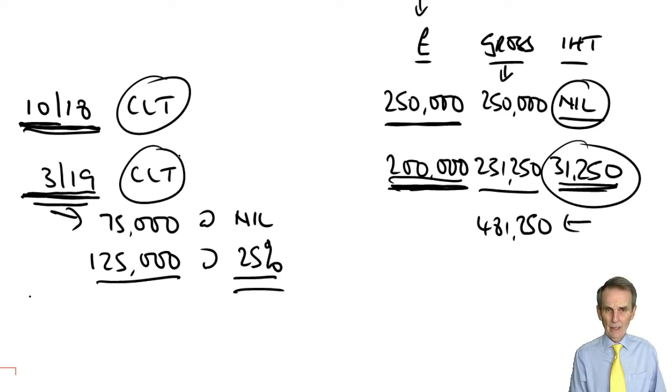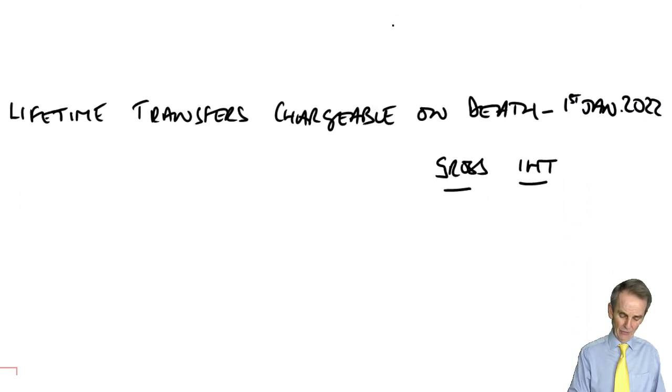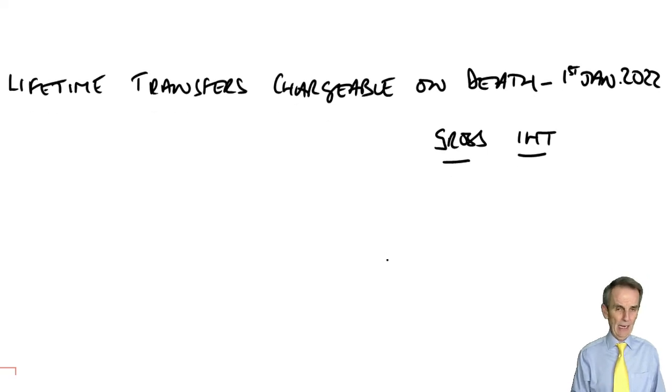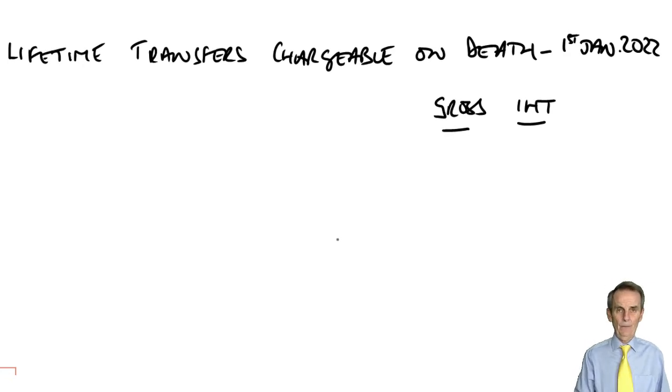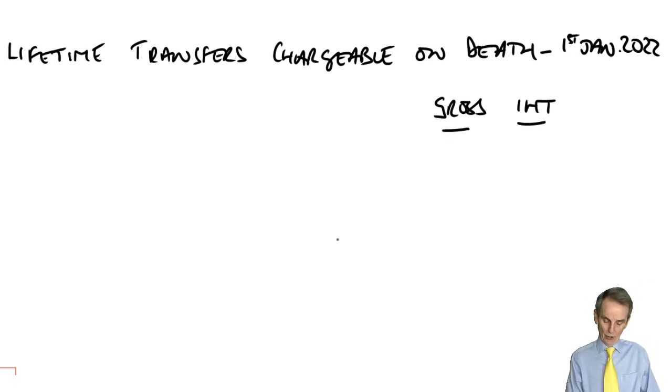Why do we need to know that? Because the next computation that you're going to have to compute is headed Lifetime Transfers Chargeable on Death, the date of death being the 1st of January 2022. So what do we do in relation to that computation? Well, you've seen computations so far where you've had either just PETs made in the 7 years before the date of death, or, as in the previous lecture, just a CLT made in the 7 years before the date of death. What we now have is both a PET and two CLTs.